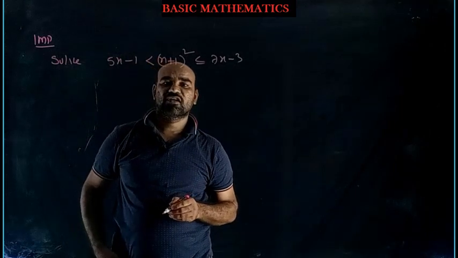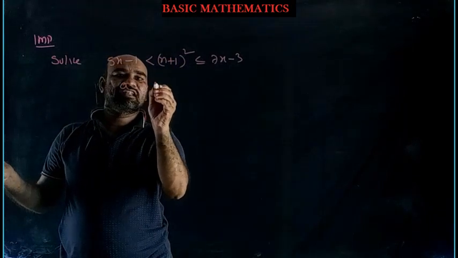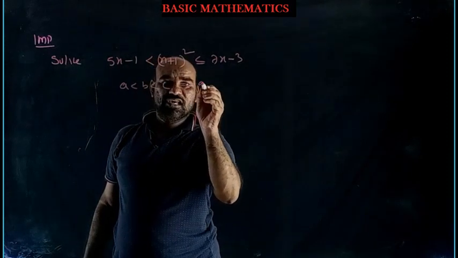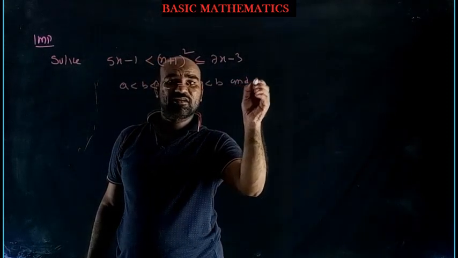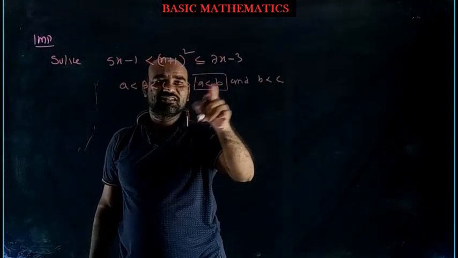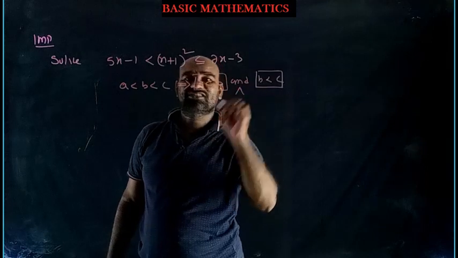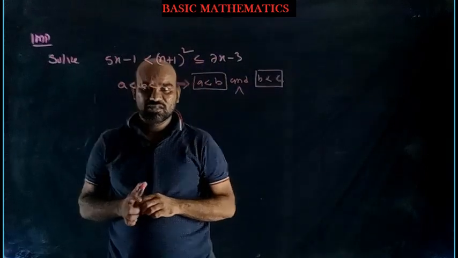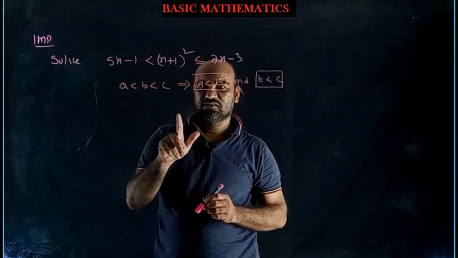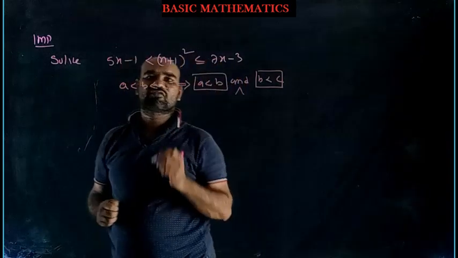Students, this is one of the important models. The problem is of a less than b less than c type. It implies a less than b and b less than c. Separately we want to solve for x which satisfies a less than b. Then we need to find x which satisfies b less than c. Their intersection gives the solution of the problem. In a less than b less than c form, a less than b we need to solve, b less than c we need to solve, and only their intersection is the solution of the problem.